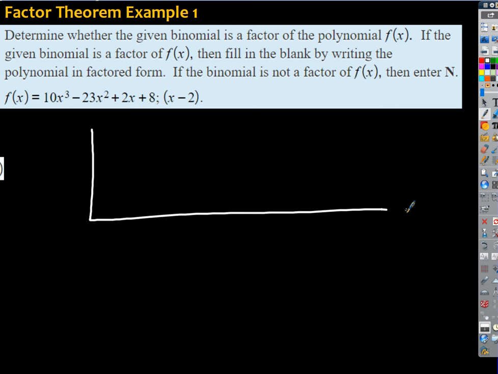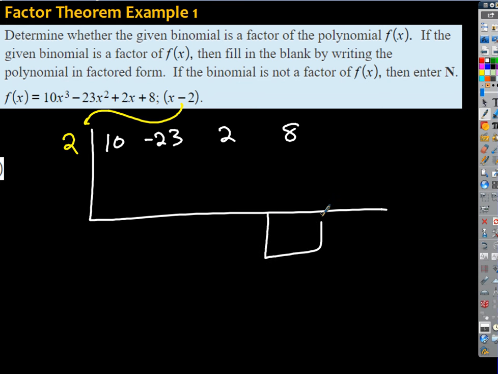So what do we get then? What are my coefficients? 10, negative 23, 2, and what goes out front? 2. Good, the 0 of the factor, right? And what do we know, if it is a factor, what has to happen? Zero. We gotta get 0. Good.